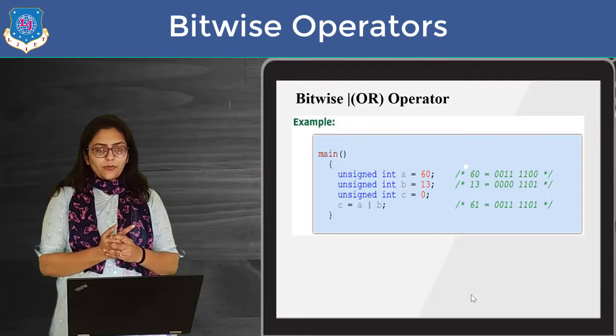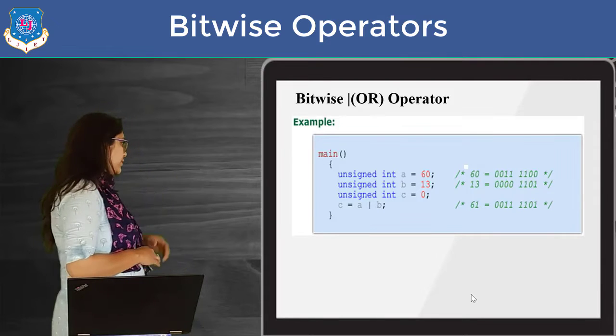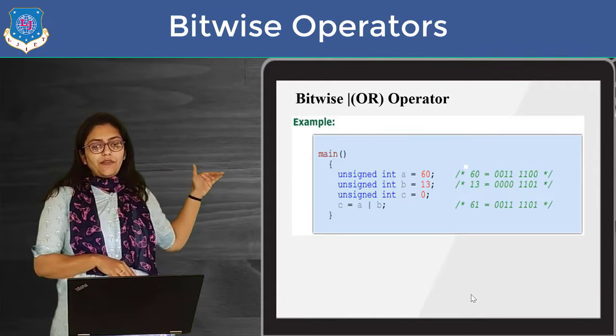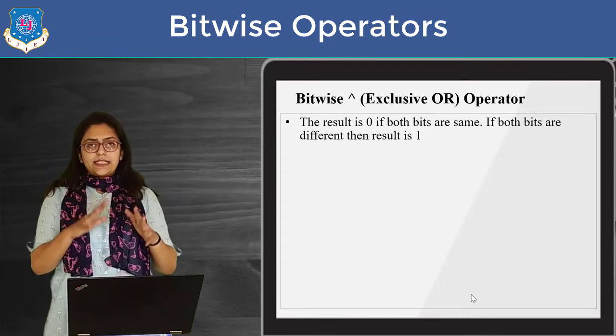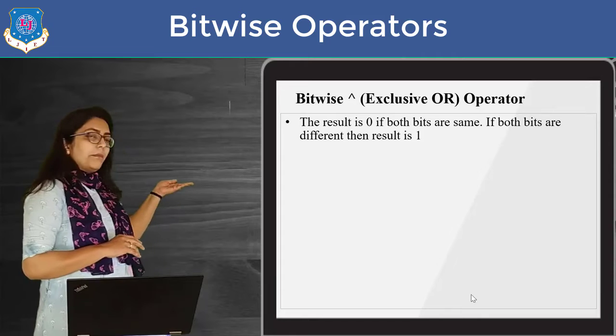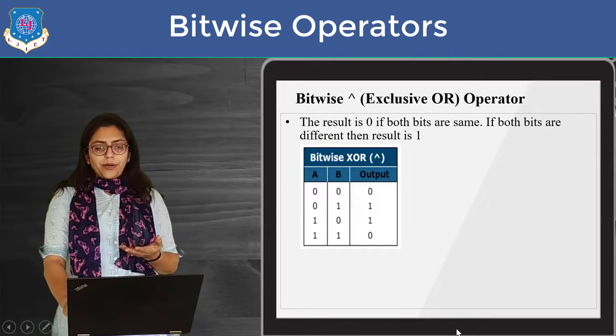Here I have taken similar values, 60 and 30. So you can see the binary over there. But now according to the truth table, the answer of C will differ. So if I am ORing A and B, I will get 61 as the answer, because we will get binary in that way. So this is all about the OR operator.